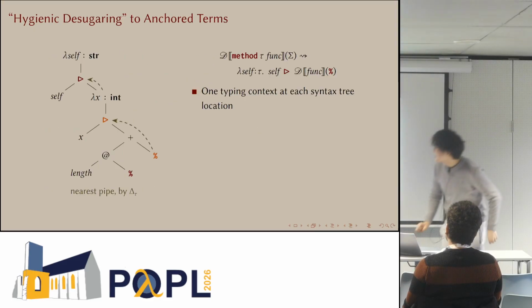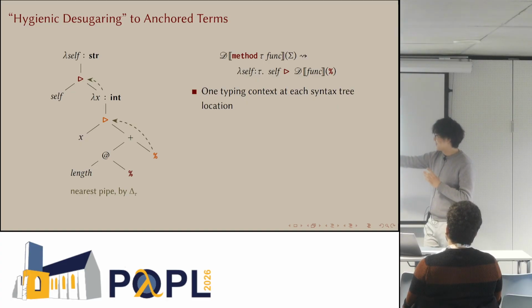So our solution is a bit technical. Think of this as the piece of code on the last slide, written in a tree form. And we see that delta tau, the context for pipes, indicates where the nearest pipe is. For example, see the two green dashed arrows. If you have a hole at the lambda x of int there, it will find the nearest pipe, the red pipe. And if there is a hole on the right, it will find the yellow pipe in the middle.